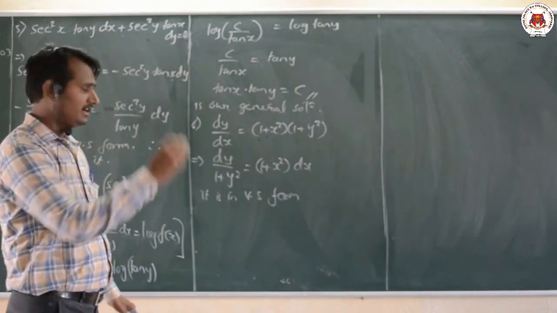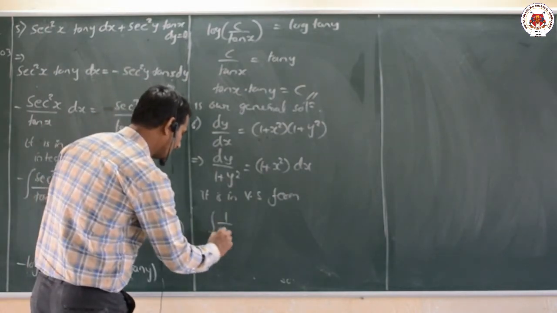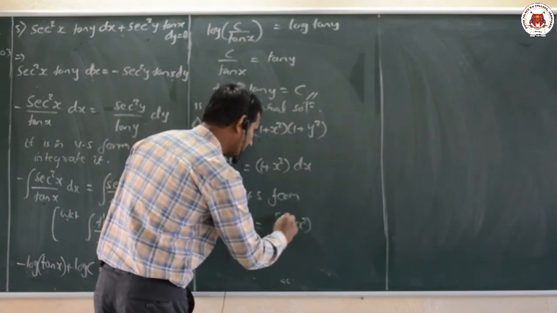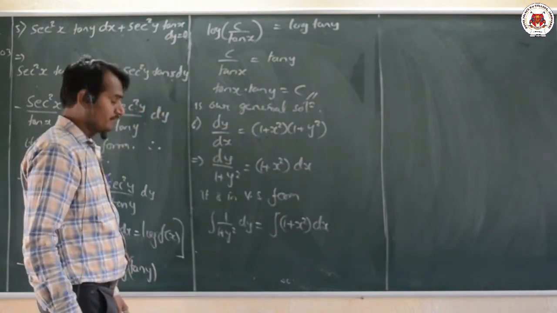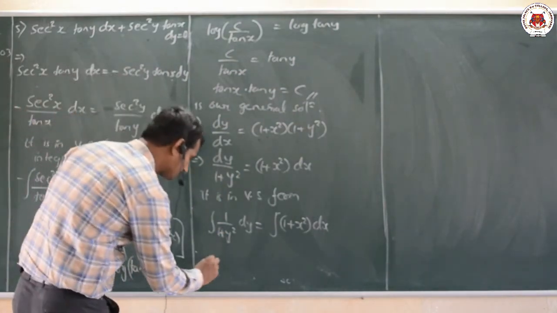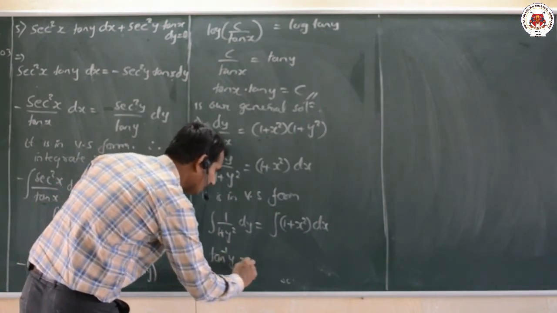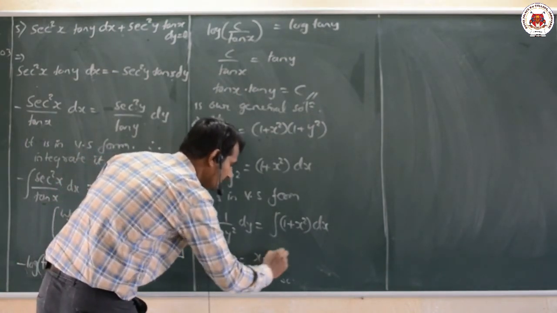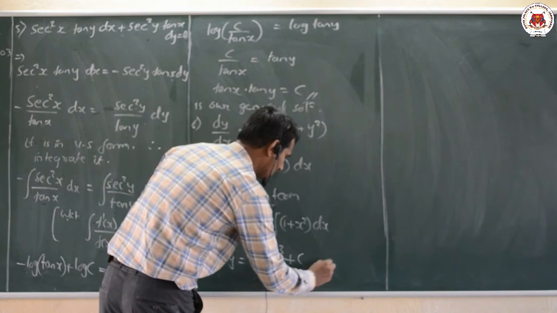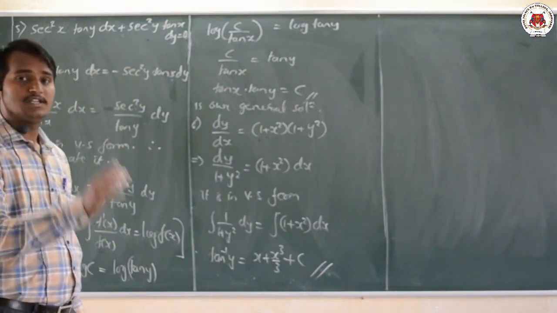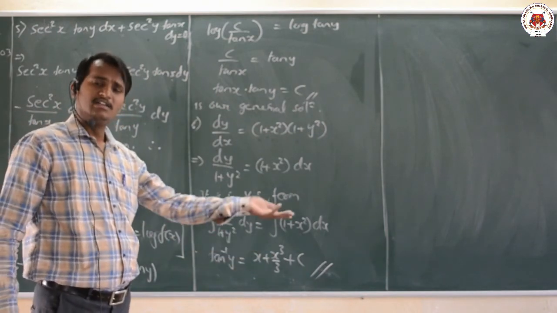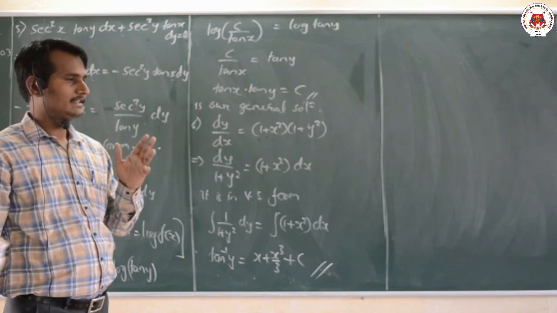Next, integrate it. So we get integration of 1 divided by 1 plus y square dy equal to integration of (1 plus x square) dx. Now what is the integration of 1 divided by 1 plus y square? That is tan inverse of y, equal to the integration of 1 is x, the integration of x square is x cubed by 3, plus an integral constant c. That is the required general solution here. The last step is you can take the tan on the RHS and simplify it. Nothing wrong in that.